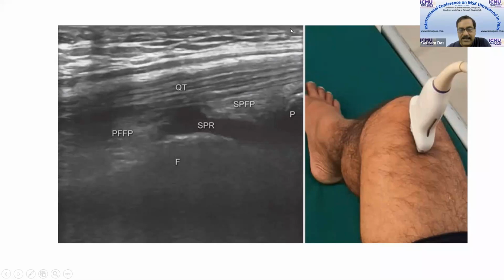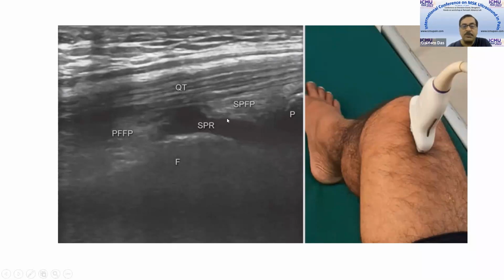And when we start scanning here, in the long axis over the patella, what will we be seeing? After the quadriceps, there will be a very thick suprapatellar fat pad, and there will be a very thin suprapatellar recess, and then the bone. The prefemoral fat pad will not be visible here unless we go more proximally.